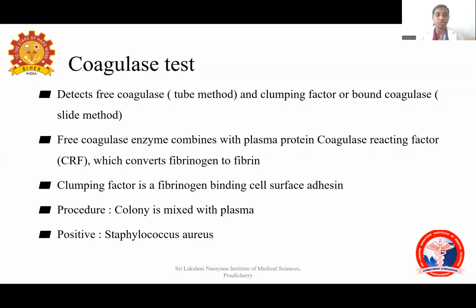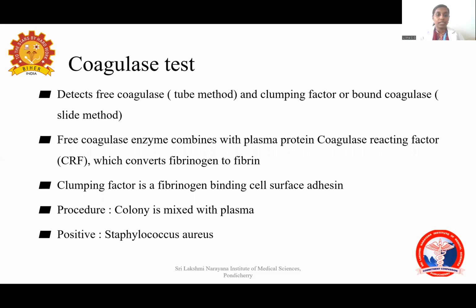So that finishes the triple sugar iron agar test. Now coming to the coagulase test. This test can be done in two methods, either a slide coagulase method or a tube coagulase method. If you are doing it by the slide method, you are detecting the clumping factor or the bound coagulase present in the organism. If you are doing it by the tube method, you are detecting the free coagulase enzyme that is secreted by the bacteria. These are the two methods for doing the coagulase test.